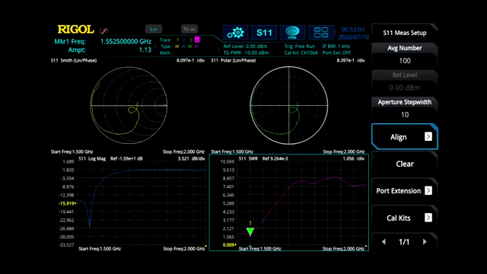S11, or forward reflection coefficient, allows engineers to quickly visualize and measure their component's response on a Smith chart and polar plane while measuring their component's magnitude and SWR.